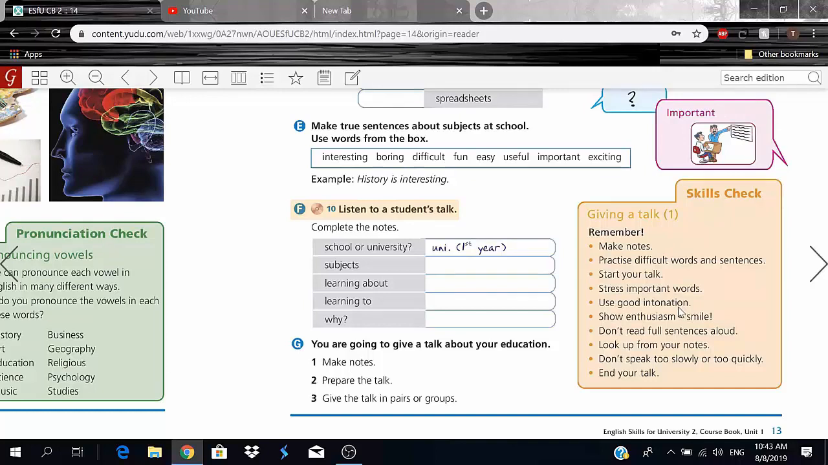Show enthusiasm and smile. Okay, if you have the best information out there, but you don't show that you genuinely care about the information or things that you're saying, nobody's going to care. It's as simple as that. It's simple human emotion. If you don't like it, how do you expect others to like it?